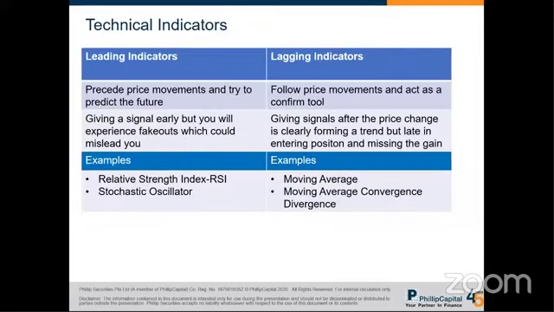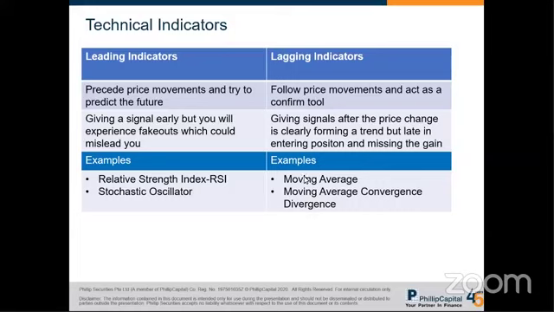After identifying support and resistance, you need to use some indicators. Some of the basic indicators: there are two types, one is leading and one is lagging. Leading indicators try to predict the future movement. But there's a downside to this, because when they try to predict, they can give you a false breakout. This means you think they are going to break this resistance and go to the next level, but suddenly they go downward.